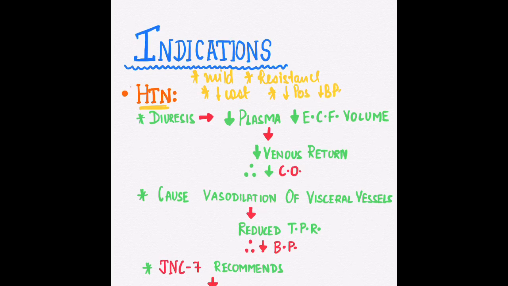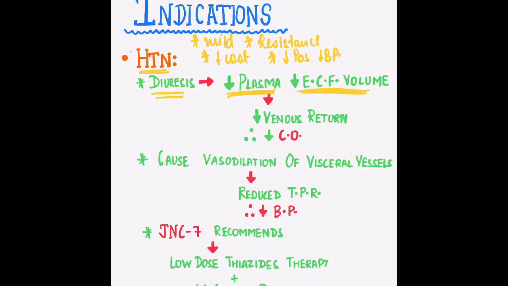They act so by causing diuresis, which leads to a decrease in plasma volume as well as extracellular fluid volume, which causes a reduction in venous return, which causes ventricles to pump less blood, thereby decreasing the cardiac output, and this is reflected in the form of reduced blood pressure. Thiazides also cause vasodilation of visceral vessels, which reduces the total peripheral resistance, thereby causing a further decrease in blood pressure.